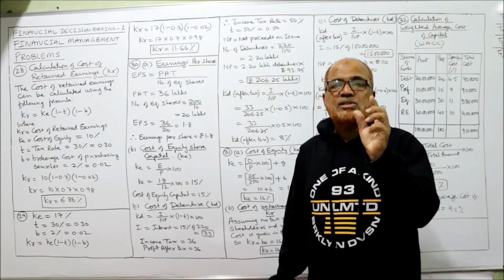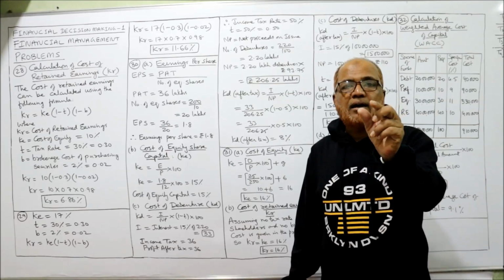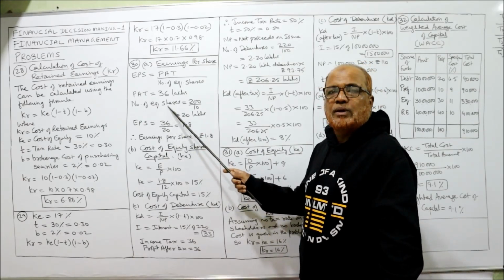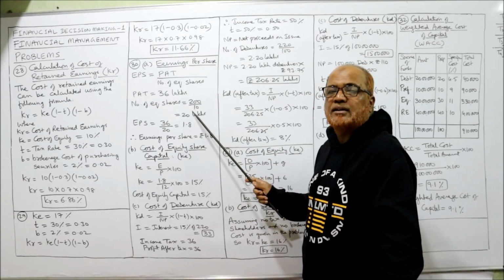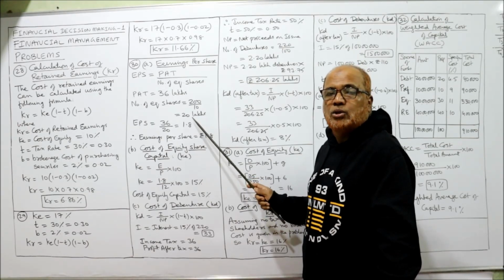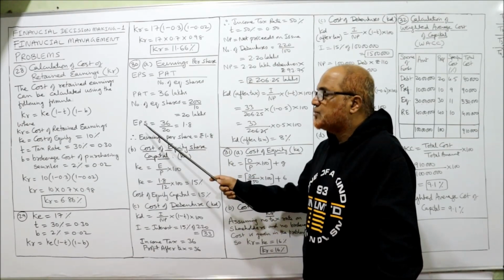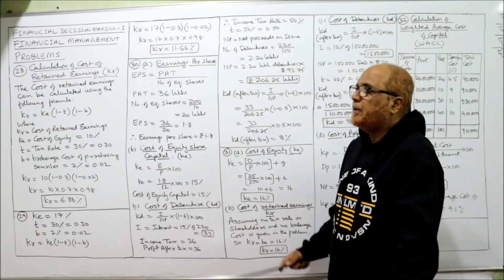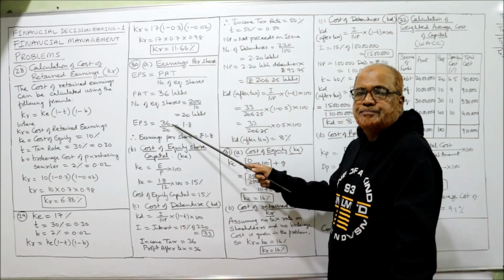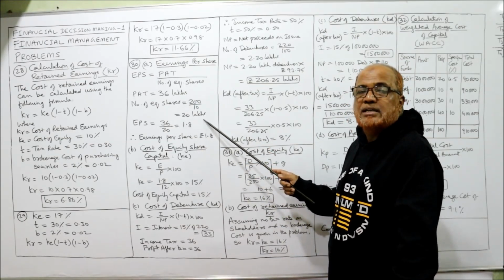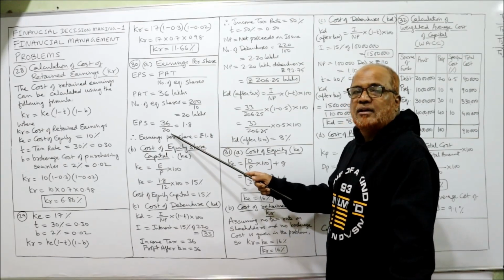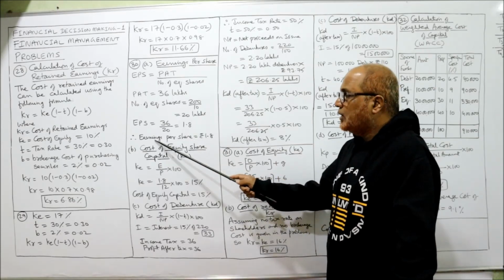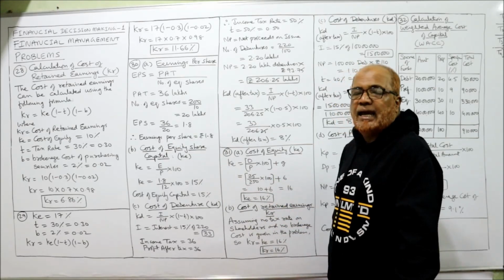Each share face value is 10 rupees. So 200 lakh divided by 10, so 20 lakh shares. Number of equity shares is 200 lakh rupees divided by per share face value 10 rupees. So 20 lakh shares are there. Now we substitute: EPS is equal to PAT divided by number of equity shares. The PAT is 36 lakh, number of equity shares 20 lakh. 36 by 20 is 1.8, that is 1 rupee 80 paisa. So earnings per share is rupee 1.8.